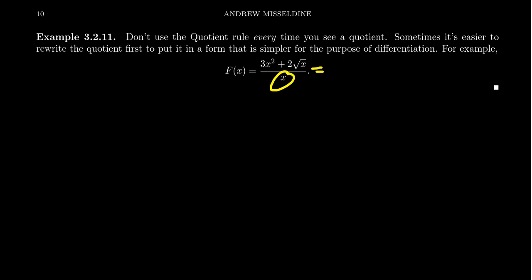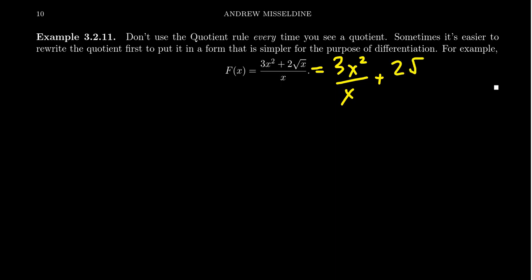So consider the example you see on the screen here, f of x equals 3x squared plus 2 times the square root of x, all over x. Well, since the denominator is x, you're dividing by x right here, the quotient rule will be appropriate here. You could do lo d-hi minus hi d-lo and all that business.